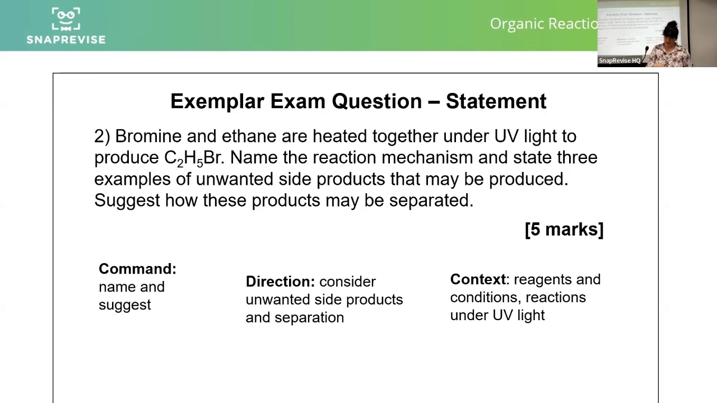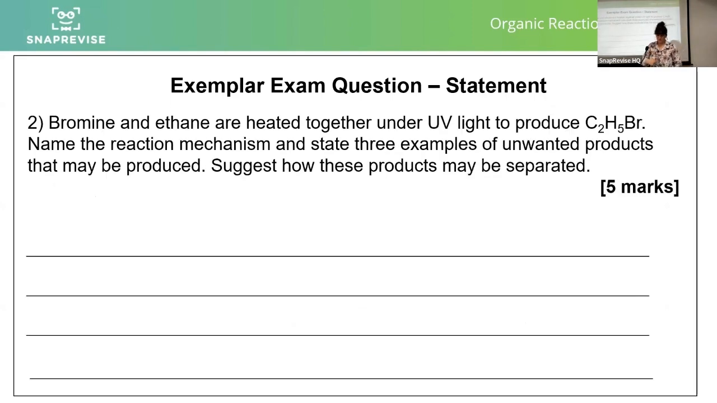So what would you say if this was you? Bromine and ethane are heated together under UV light to produce C2H5Br. So that's our wanted product. Name the reaction mechanism. Well, UV light, my head says free radical substitution. So that's my free radical substitution. Just check my spelling. That's my reaction mechanism.